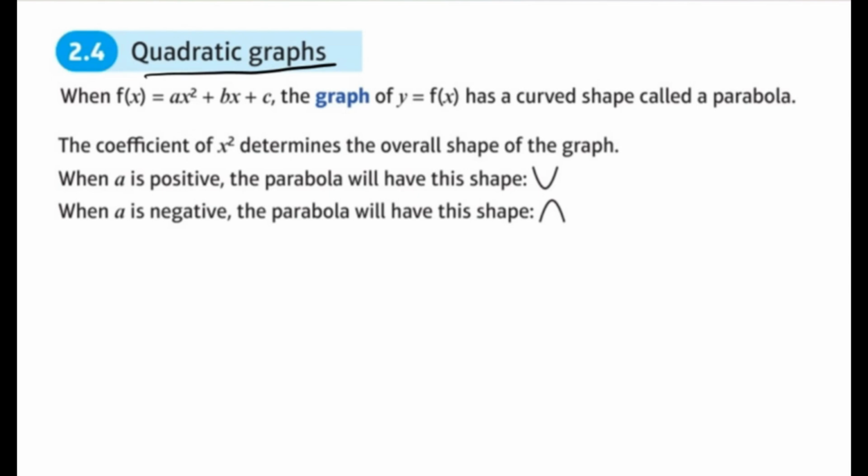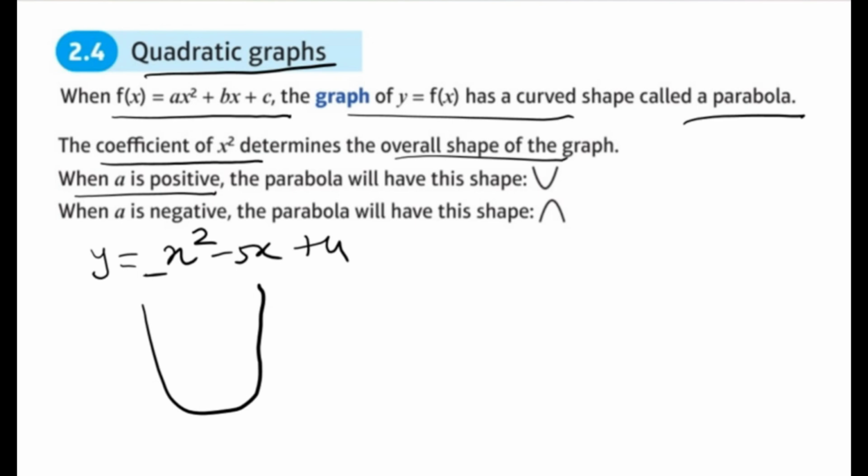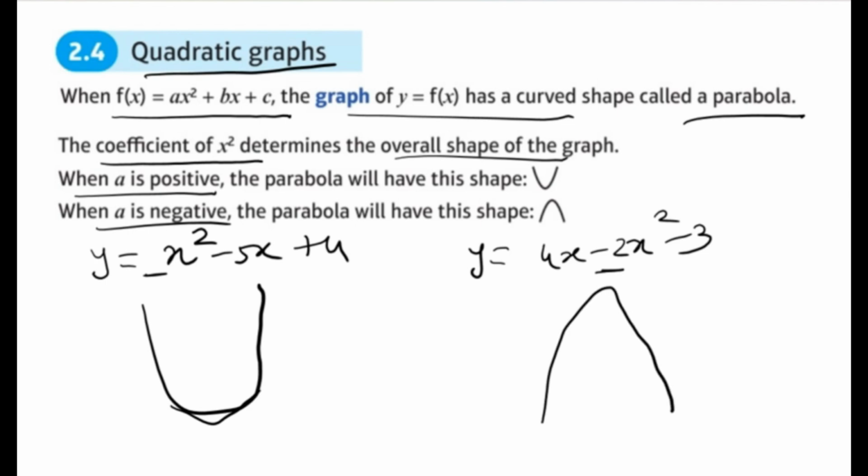Next topic is quadratic graphs. So when I have a function f(x) equal to ax squared plus bx plus c, the shape of the graph we can say is a parabola. And the coefficient of x squared determines the shape of the graph. For example, if my a is positive, suppose I have a function y equals x squared minus 5x plus 4. Here my a is positive, so the shape of my graph looks like this. Suppose my a is negative, y equals 4x minus 2x squared minus 3. My a is minus 2. Then the shape of my graph looks like this.